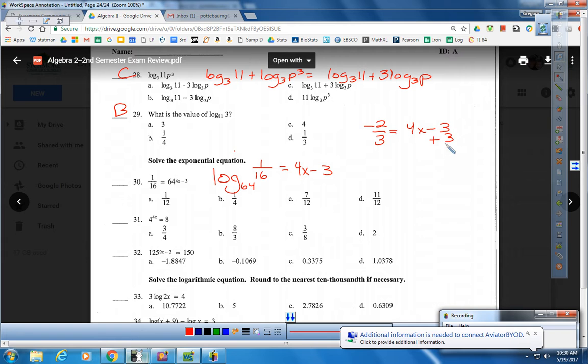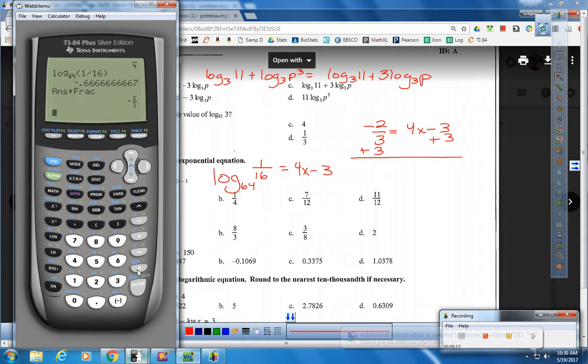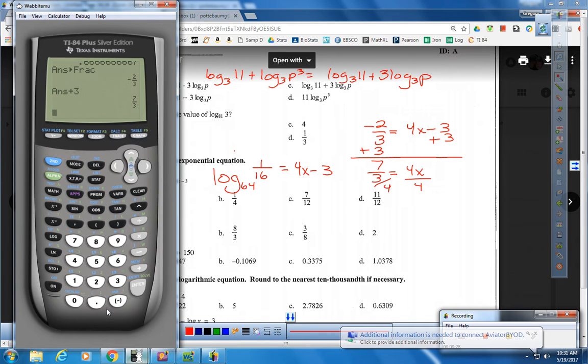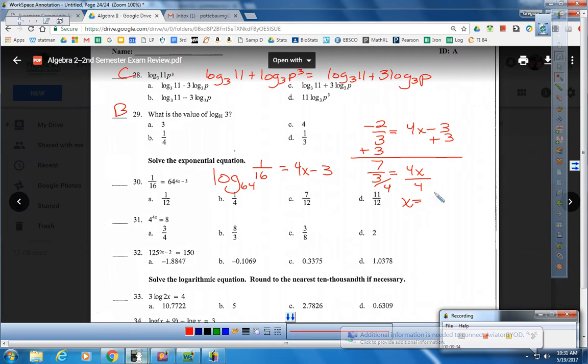Then I'll add 3 to both sides. And you can do that directly in your calculator. So if I take my calculator out and I put plus 3, now that's 7 over 3. So I get 7 over 3 equals 4x. And then I will divide both sides by 4. So if I take that 7 over 3 and I divide it by 4, that will give me my answer, which is 7 over 12. So the answer is x equals 7 over 12, which is C.